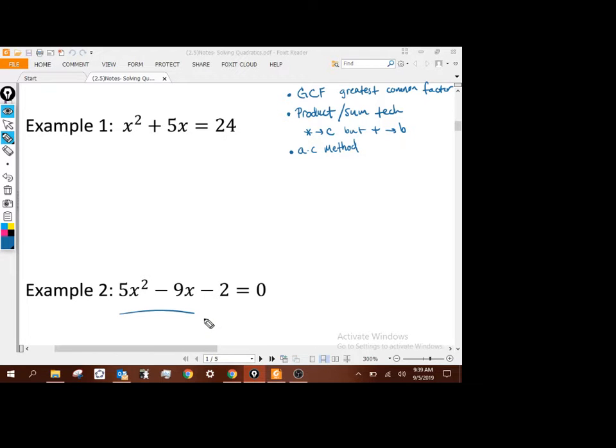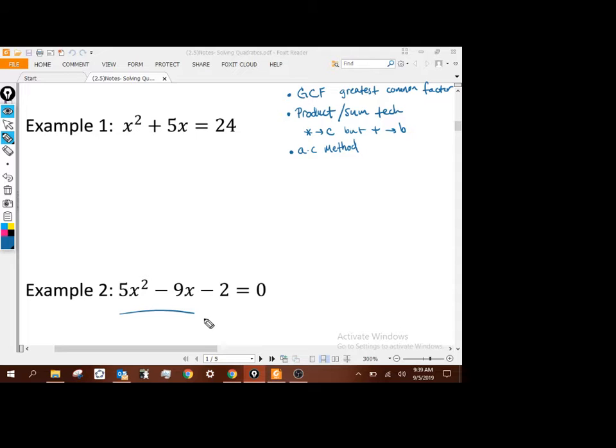This is an example here of the AC method. Notice that there is no GCF in example 2. So if there's no GCF, I can't make that A coefficient, the 5, I can't make that a 1. Therefore, I've got to go to the AC method. If you remember, it's taking the 5 times the negative 2, getting that product and working through what that is.